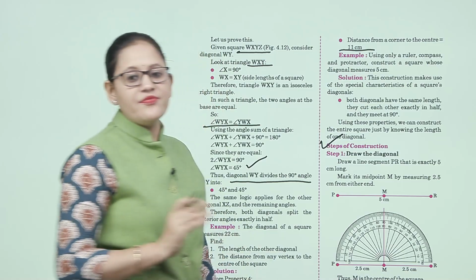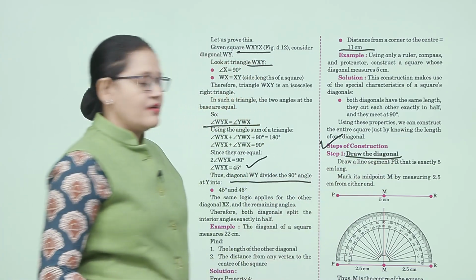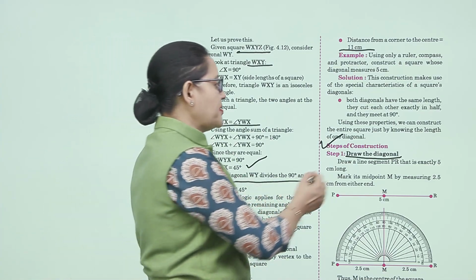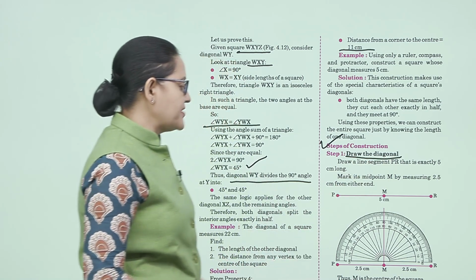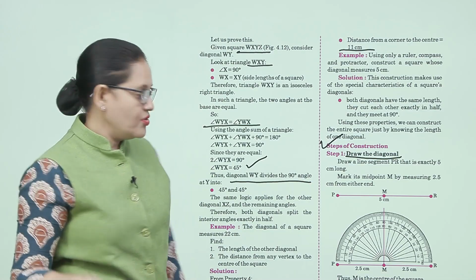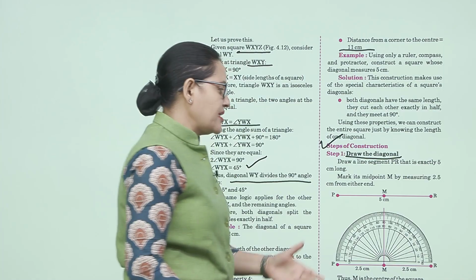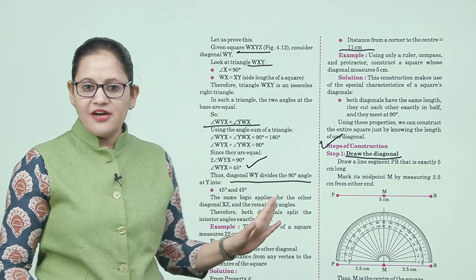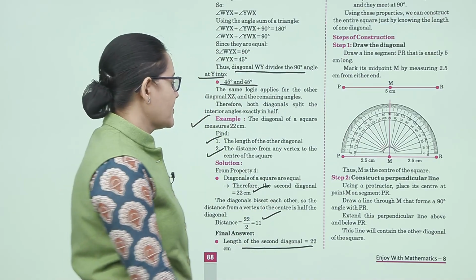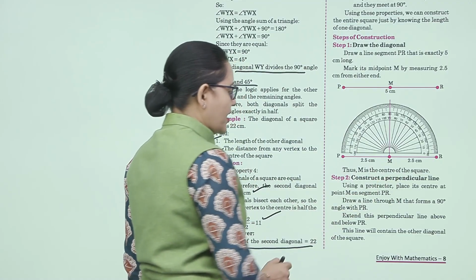Now steps of construction. Draw the diagonal. How can we draw the diagonal? That we'll learn here. Draw a line segment PR that is exactly 5 centimeters long. So we'll draw a line segment that is 5 centimeters long using the ruler. Mark the midpoint M, measuring 2.5 centimeters from either end, exactly half. Thus M is the center of the square.